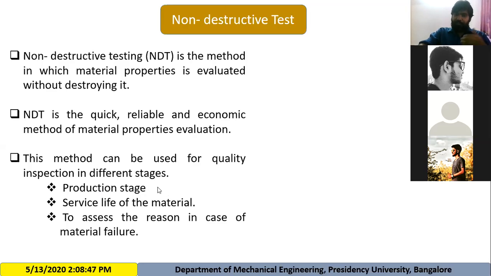The production stage, after manufacturing the component. Second is the service life of the material, when the product is actually in use. There you can also perform this non-destructive testing to tell what sort of deterioration has taken place and how the properties are changing with time. To assess the reason in case of failure, as I already discussed, on continuous use of that product, if the material fails, you can also predict the cause of failure, why this material fails, using this non-destructive method.